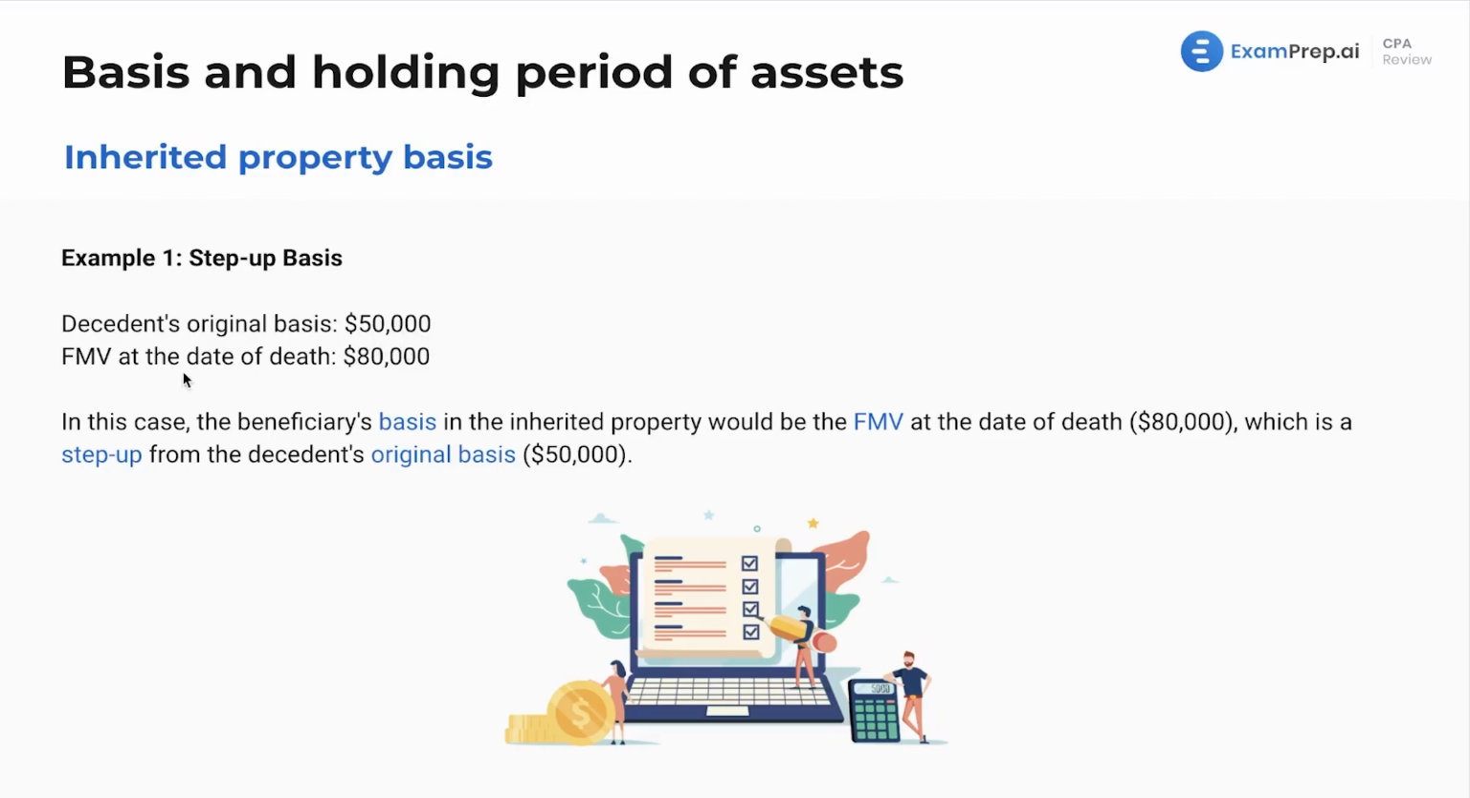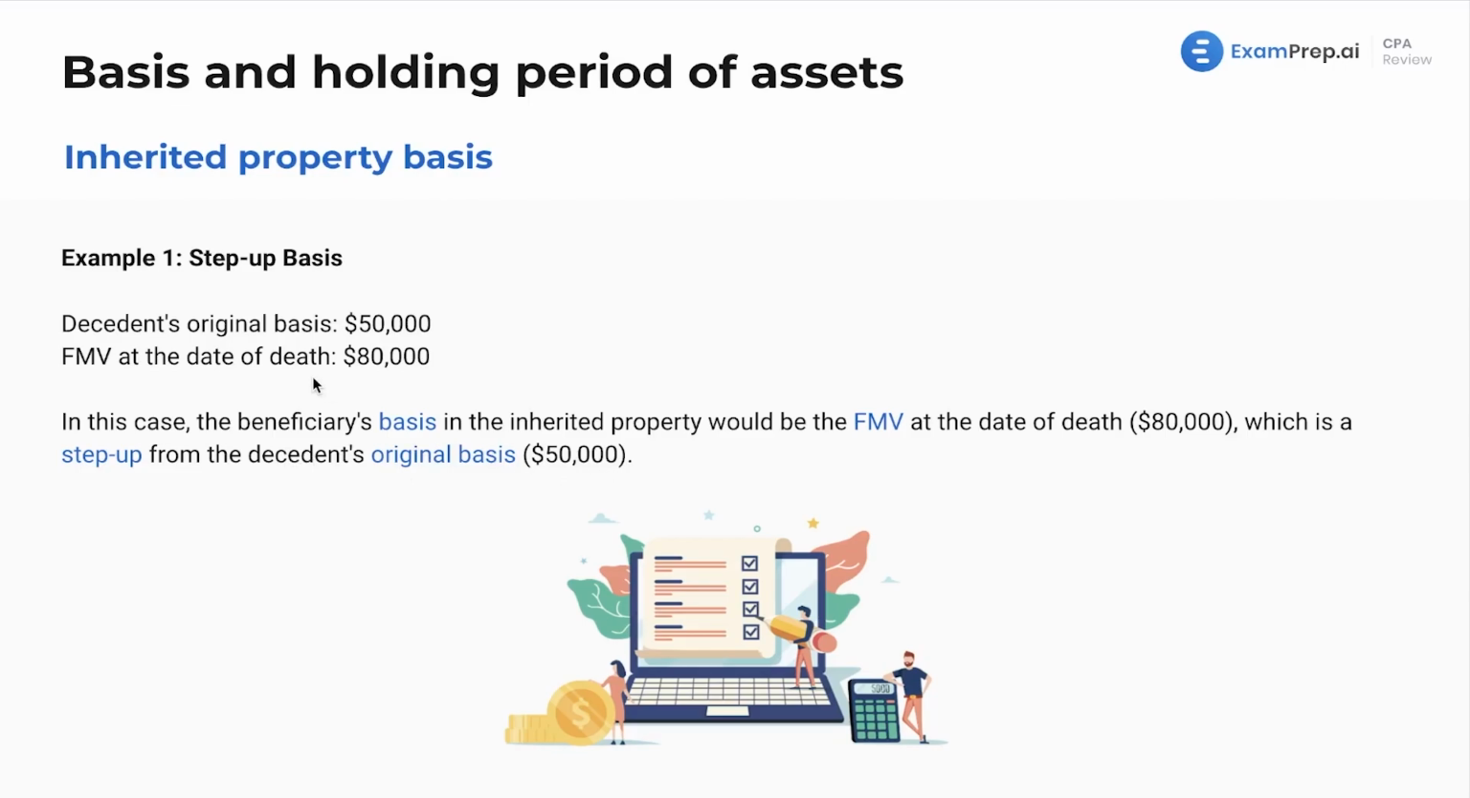What is the fair market value at the date of death? It's $80,000. Let's say it's a collectible car. It's an old car, so it's going to go up in value. In this case, the beneficiary's basis in the inherited property would be the fair market value at the date of death, which is $80,000, because on the previous slide we talked about how we're going to use the date of death as our date we're going to value everything at, which is a step up from the decedent's original basis of $50,000. So it looks good there.